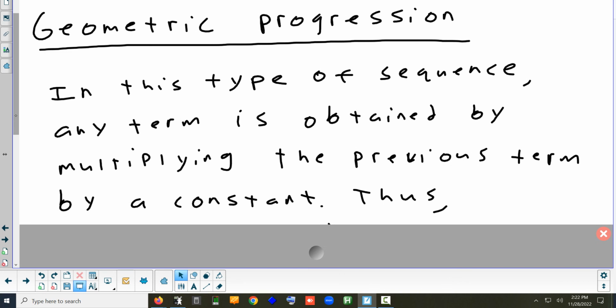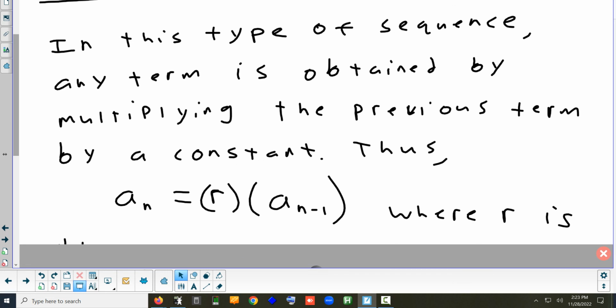So in a geometric sequence, or you can call it a geometric progression, it's just the same. To get any term, you multiply the previous term by a number. What you multiply by has to stay the same for the whole sequence. If you want to multiply by 2, that's fine. Multiply by 2 the whole time. So this is how it would look recursively.